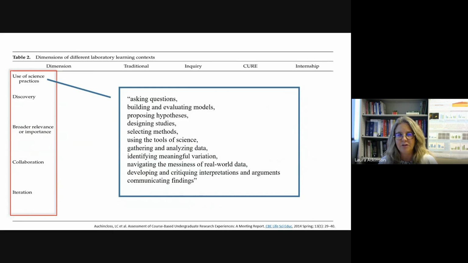So if we think about the use of scientific practices, we want students to be asking questions, building and evaluating models, proposing hypotheses, designing experiments, selecting their methods, using tools of science in whatever field that might be, gathering and analyzing data, identifying variation, and navigating the messiness of real-world data. We also want them to develop and critique interpretations and arguments, and then communicate their findings.